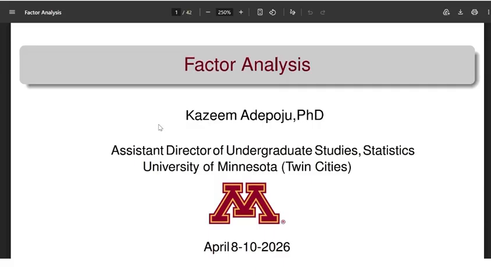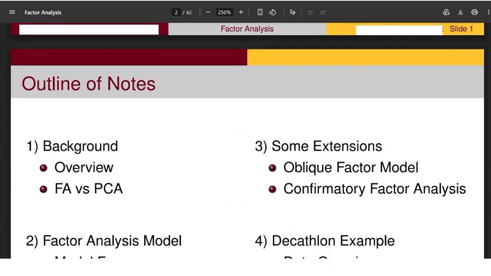I want to welcome you to another multivariate statistics class. Of course, today we're going to start a new topic that we call factor analysis. We're going to use this material on Friday. So I want to welcome you to factor analysis in the outline.